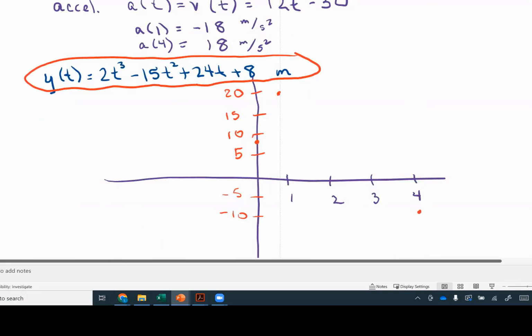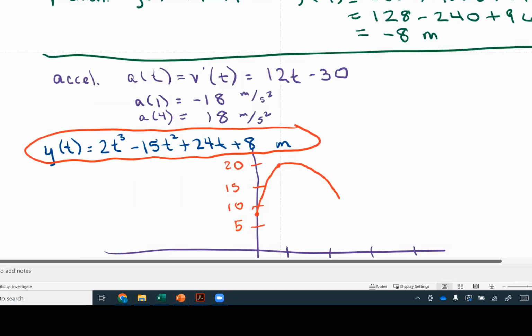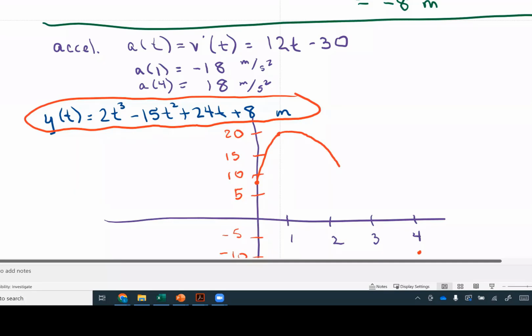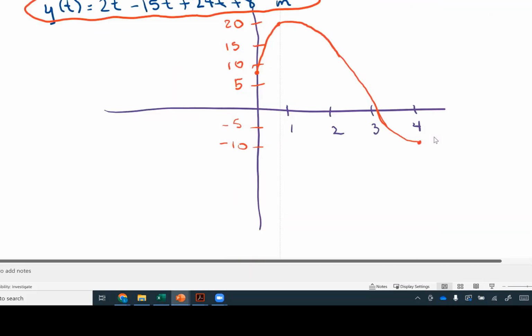I know it's starting here, it's going up. Then here, that's the maximum. It's going to start coming down. Yeah, I don't think we have the information that we need. We'd have to factor that y of t. That should be the sketch of my graph between 0 and 4.